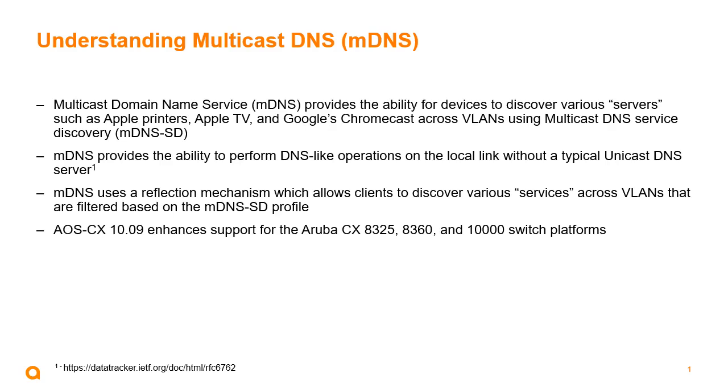Basically, mDNS uses a reflection mechanism which allows these clients to discover these various servers across VLANs that are filtered. They're speaking to a multicast group, and so the services use multicast to discover each other across these different VLANs, and then the mDNS SD profile on the switch can filter those services based on permit or deny statements that are configured in the policy.